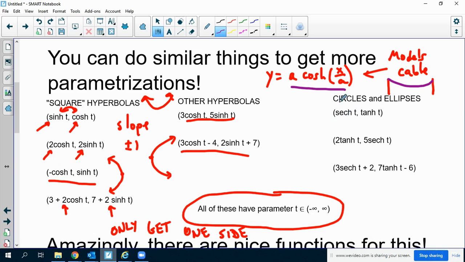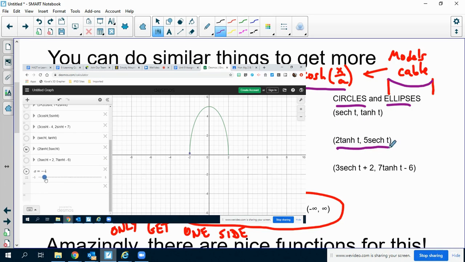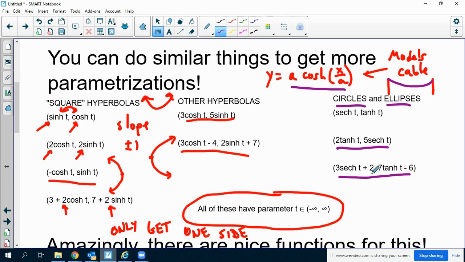But also notice that you can model circles and ellipses here. So hyperbolic secant and hyperbolic tangent, what we'll see is we'll end up modeling half of a circle. This one models half of an ellipse, and this one models half of an ellipse as well, just with a shift.